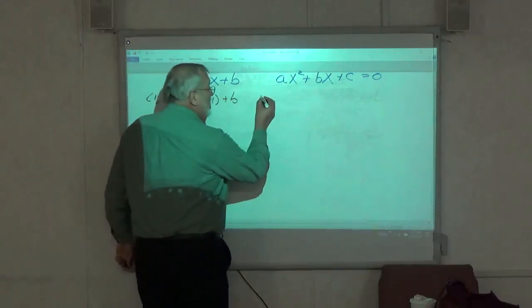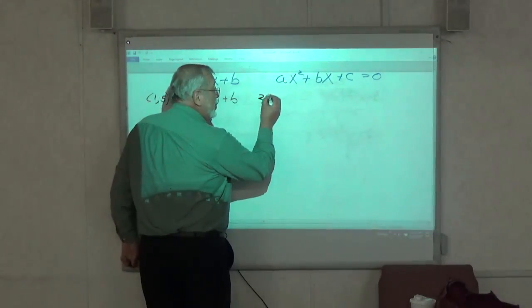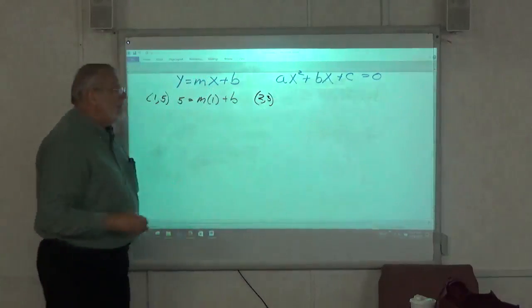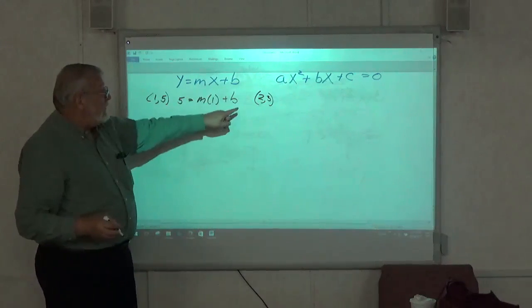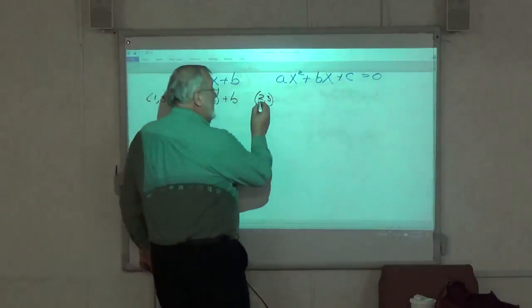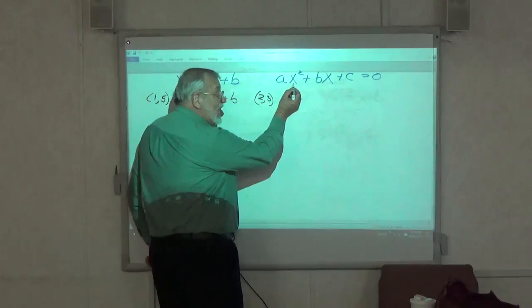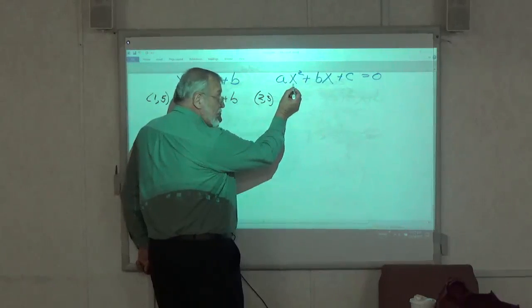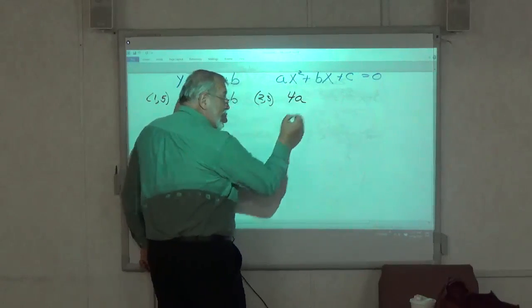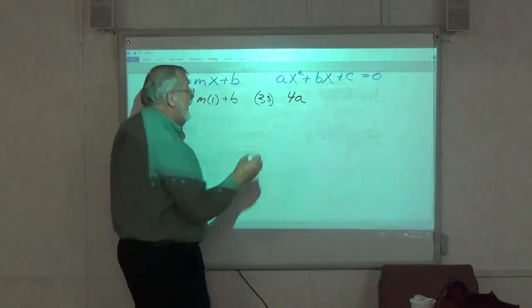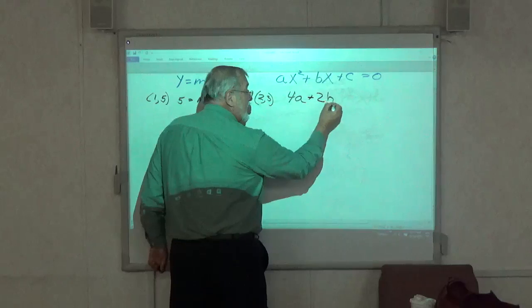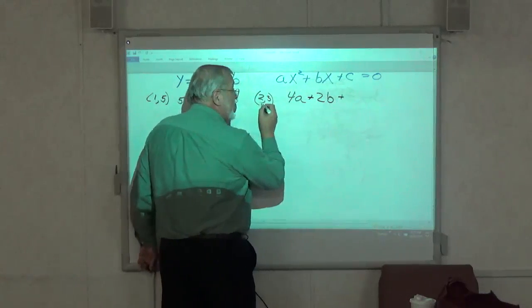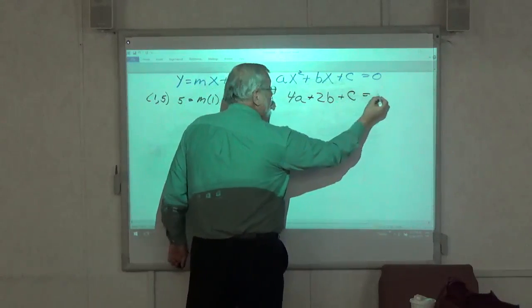Let's say the point is 2, 3. All right? Now, what do you know for sure? I know that the x is 2. Well, what does this say? X squared. Well, what's 2 times 2? 4. So that means this is 4a. All right? What is this? 2b plus c equals 3.